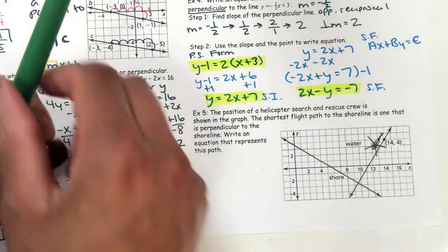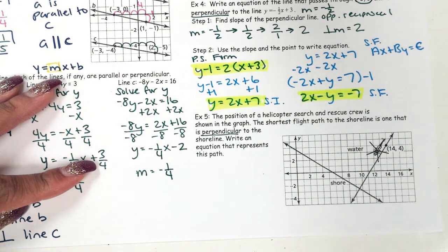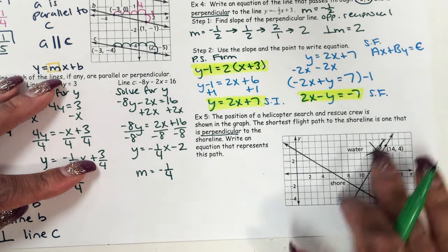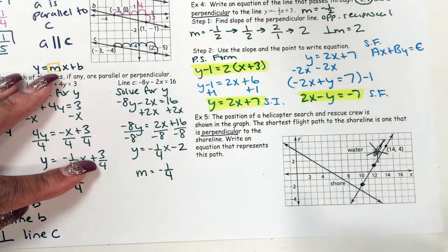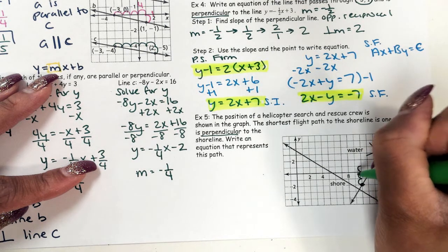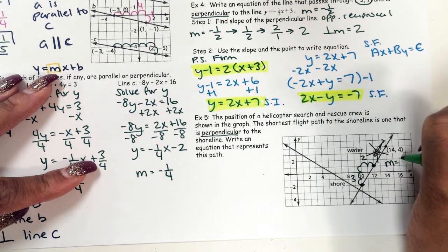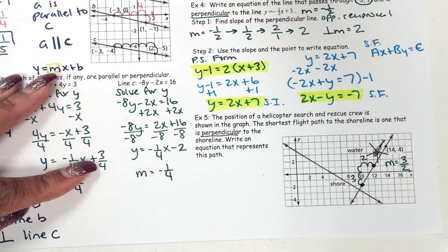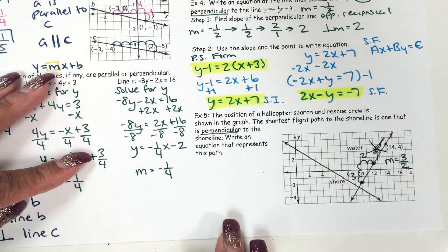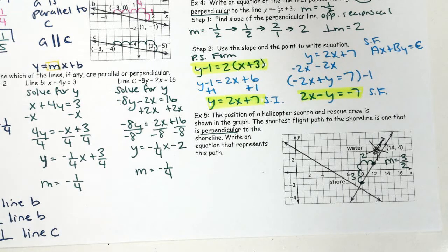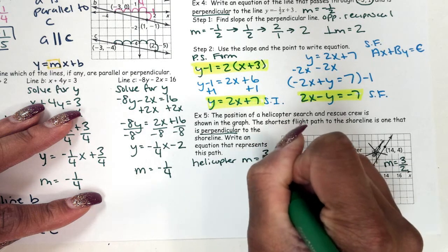So we're going to pick 2 points in order to find the slope of the path of the helicopter. So let's choose this point and this point. And again, we're going to use rise over run. So I rise 1, 2, 3, and then I run 1, 2. And our slope is a positive rise 3 and a run 2. So the slope for the helicopter path is 3 over 2. So for the helicopter, we have m equals 3 over 2.